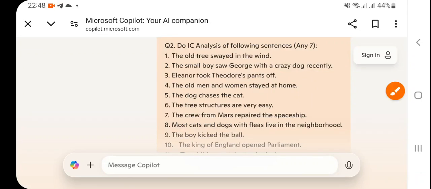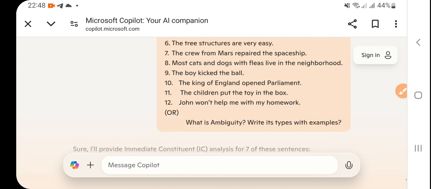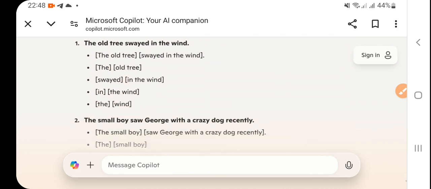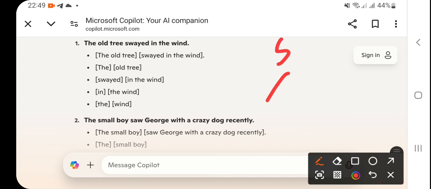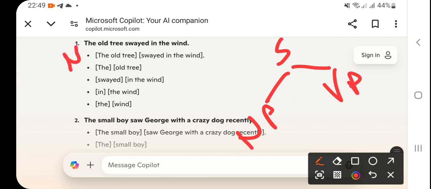Now the question is to do a tree analysis of the following sentence. So let us see the first question. The old tree swayed in the wind. So that's a subject, right? And then you know that a tree diagram is based on phrases, noun phrase and verb phrase. So the first one is a noun phrase, this one is a noun phrase, and this is a verb phrase, right?